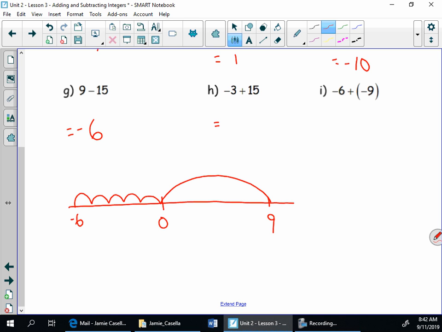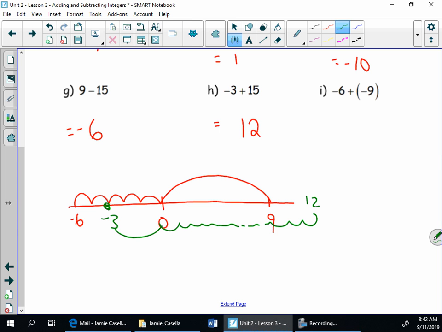-3 plus 15. We'll have to go from the negatives to the positives. Those are different signs. 3 and 15 are 12 units apart. 15 is bigger, so it's positive. On my number line, here's -3. If I add 3, it gets me back to 0. How many more do I need? I need 1, 2, 3, 4, 5, 6, 7, 8, 9, 10, 11, 12. And that gets me to the same spot.